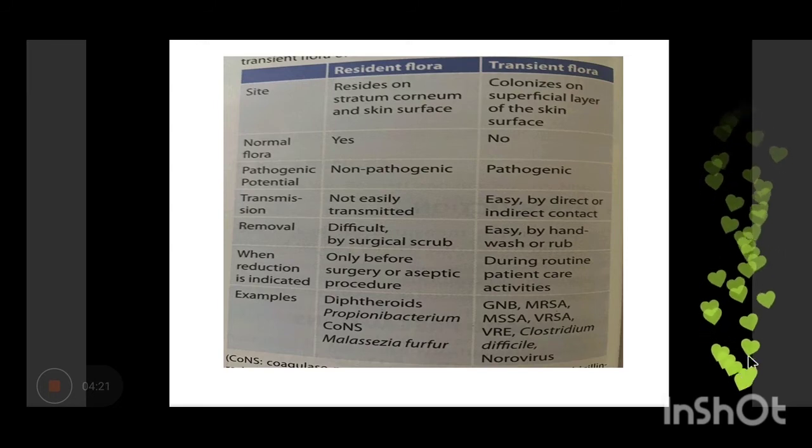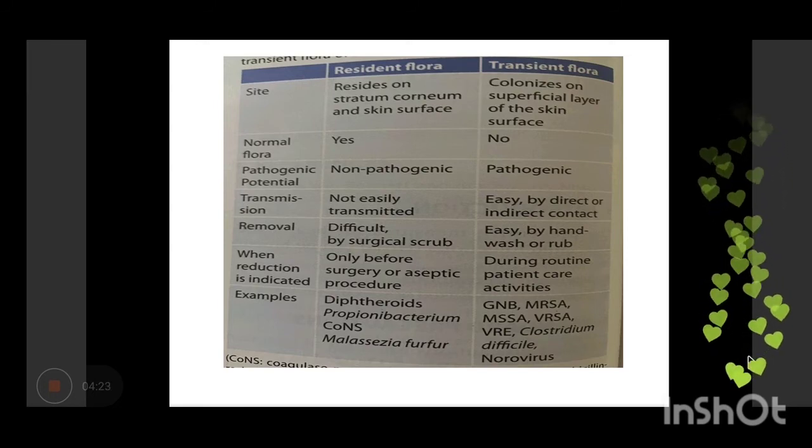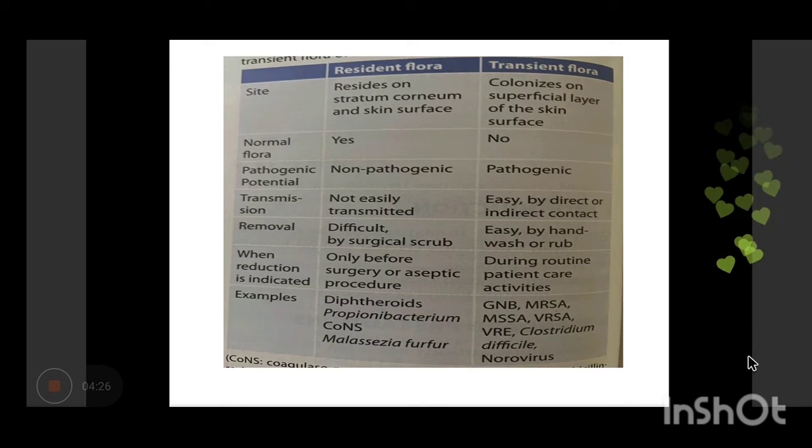And what is transient flora? Transient flora colonizes the superficial layer of the skin surface, and it is not the normal flora of hands, and they are of course pathogenic, and they are easily transmitted by direct or indirect contact, and they are easily removed by hand wash or hand rub, and their reduction is indicated during routine patient care activities. The transient flora include gram-negative bacilli, methicillin-resistant Staphylococcus aureus, methicillin-sensitive Staphylococcus aureus, vancomycin-resistant Staphylococcus aureus, vancomycin-resistant Enterococci, Clostridium difficile, norovirus.